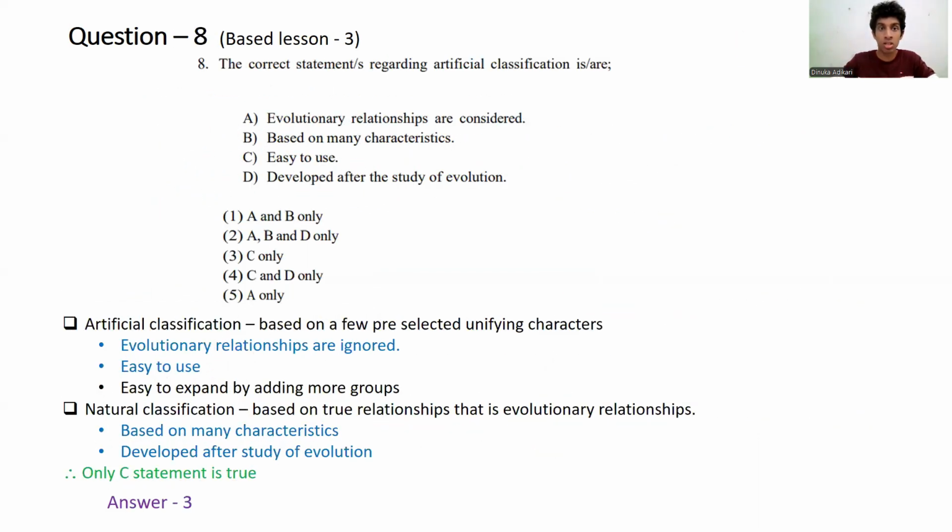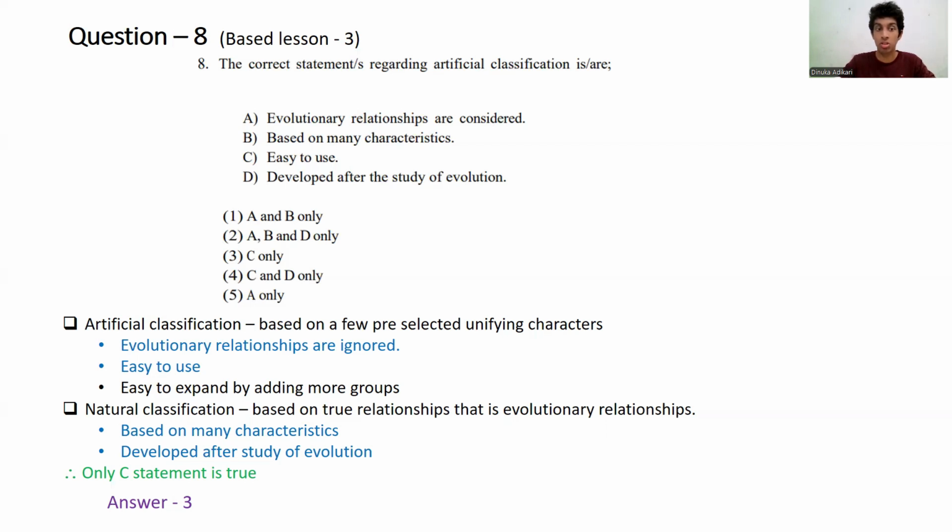Question number 8. It is based on the third lesson. The correct statement or statements regarding artificial classification is or are... A. Evolutionary relationships are considered. No. In artificial classification, we don't consider the evolutionary relationships. In natural classification, we consider the evolutionary relationships. Therefore, A is wrong. B. Based on many characteristics. No, artificial classification is not based on many characteristics. So therefore, B is wrong.